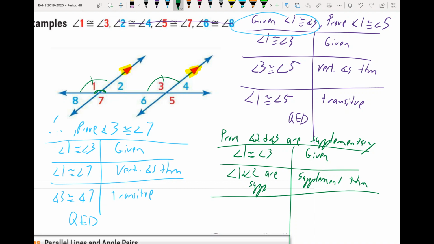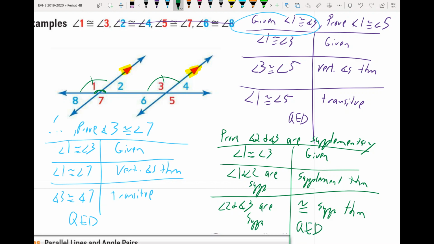Now, here's the trickier one we had from Unit 2. I've got that 1 and 2 are supplementary, but 1 is congruent to 3. Which one told me that angles congruent to supplementary angles are supplementary? What allows me to essentially stick the 3 in there instead of the 1? Congruent supplements theorem. So angle 2 and angle 3 are supplementary.